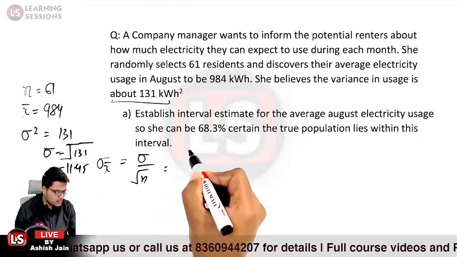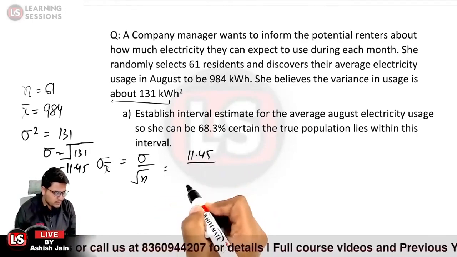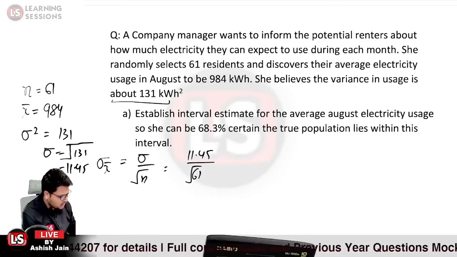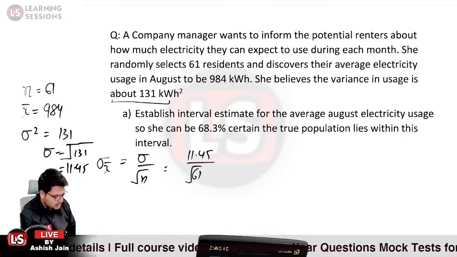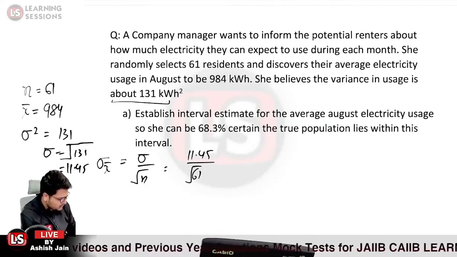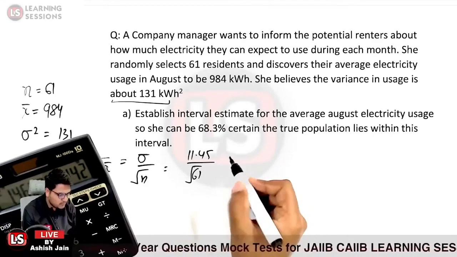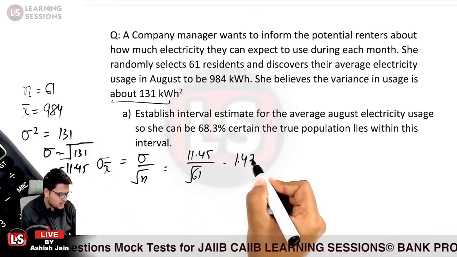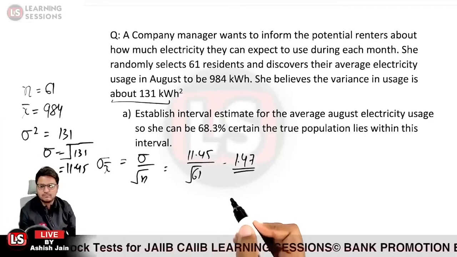And the value would be equal to 11.45 divided by under root of n, where n is 61. The under root of 61 is equal to 7.81. So 11.45 divided by 7.81 comes out to be 1.47. So over here the value of sigma x bar is equal to 1.47.